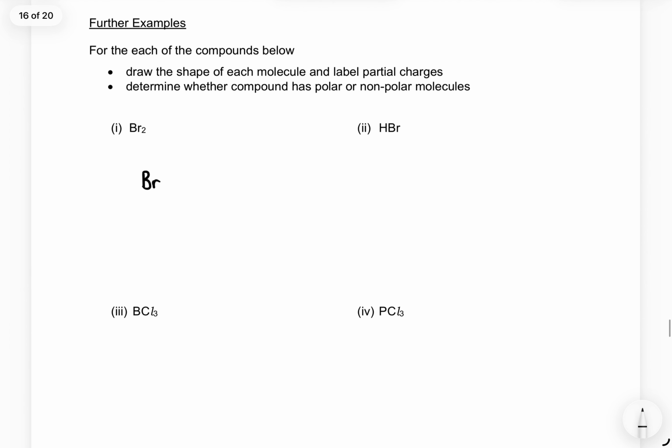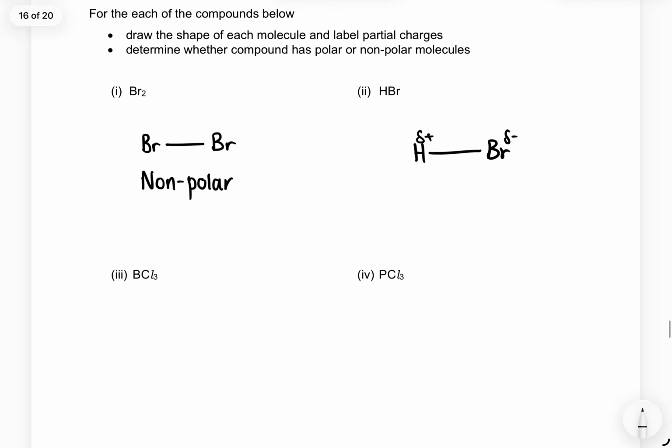So, Br, Br. These two atoms are the same, so it's non-polar simply because it doesn't even have polar bonds. HBr. So we've got a delta minus, more electronegative Br, less electronegative hydrogen. This is polar because it's asymmetrical. It's got a negative side and a positive side.